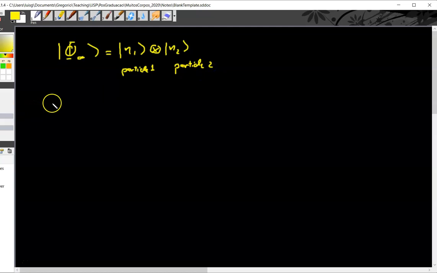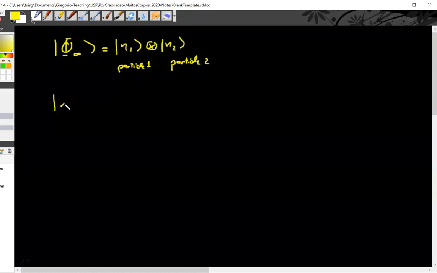Now let's build another two particle state, which is an eigenstate of x1, x2. This is also a two particle state. It's something like that, right? Notice that this is particle 1, this is particle 2. Don't look much at the labels here. It could be something else.